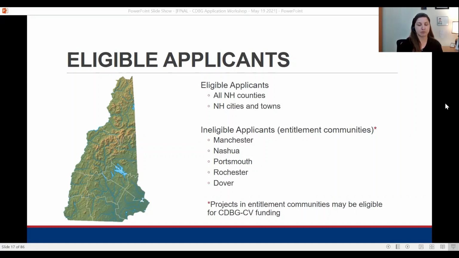However, there is an exception to this that we'll be talking about today, which is a special allocation of funding we received called CDBG-CV funding. And for that funding opportunity, the projects located in entitlements are likely eligible to apply. So we will talk more about that as we move through these slides.